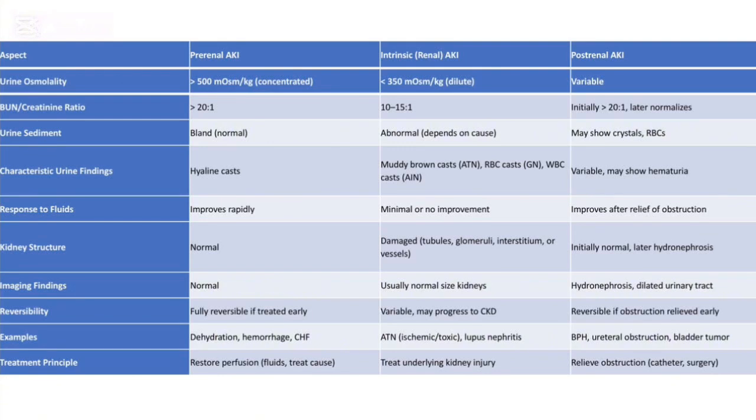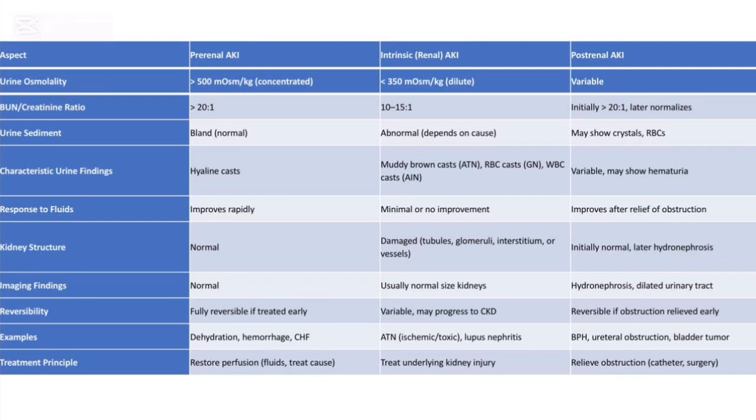Urine osmolality. In prerenal AKI, urine is highly concentrated, greater than 500 milliosmoles per kilogram of water, because ADH promotes water reabsorption in intact tubules. In intrinsic AKI, the kidney loses its ability to concentrate urine due to tubular damage, resulting in relatively dilute urine, less than 350 milliosmoles per kilogram of water. In postrenal AKI, urine osmolality varies depending on the duration and severity of obstruction.